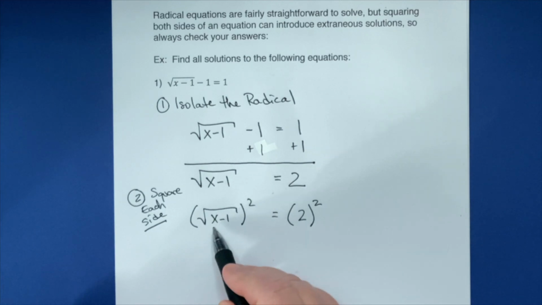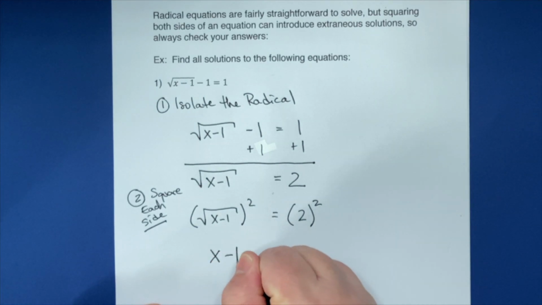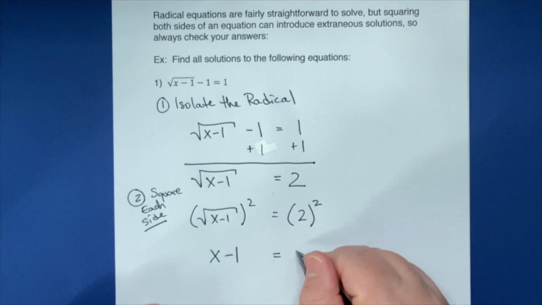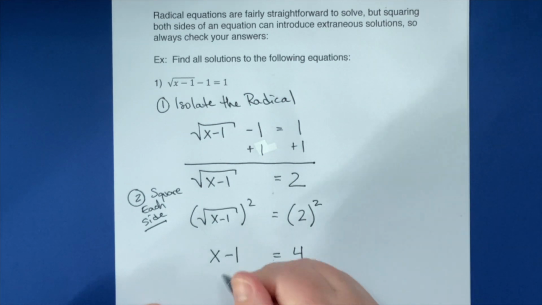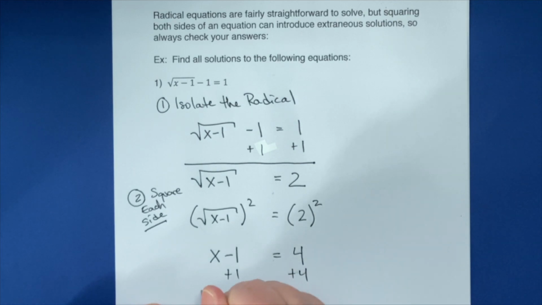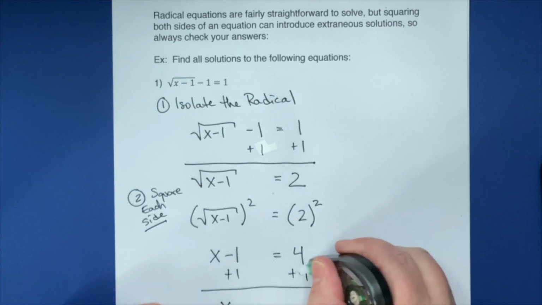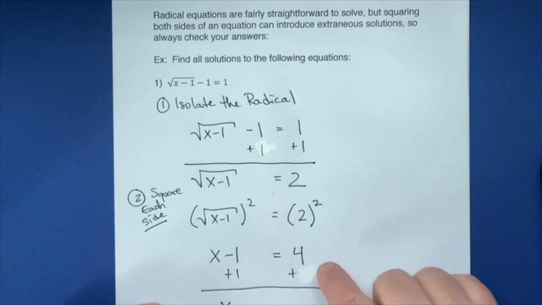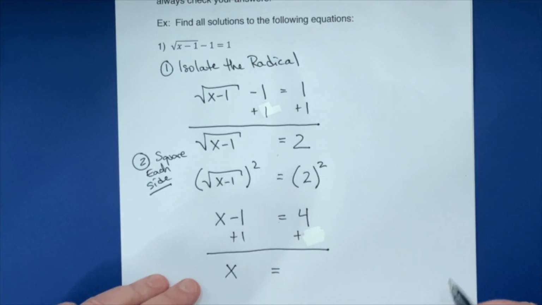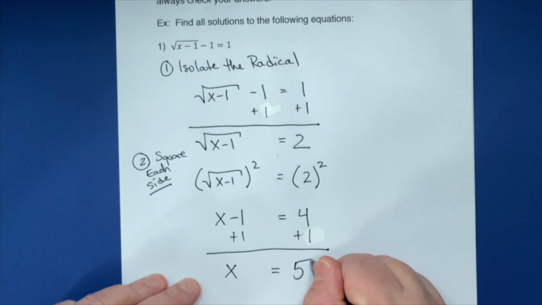So radical x minus 1 squared, the radical and the square undo each other. That's the whole point of squaring. So then I end up with x minus 1 on the left, and on the right I end up with 4. Let's add 1 to both sides and then get x equals 5.